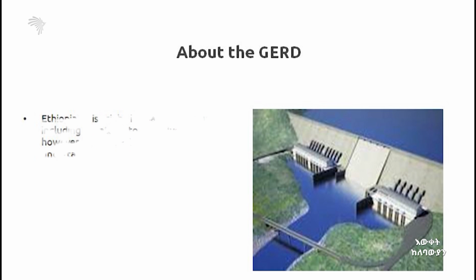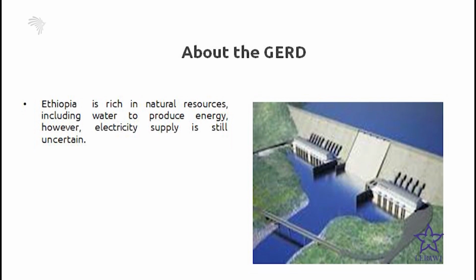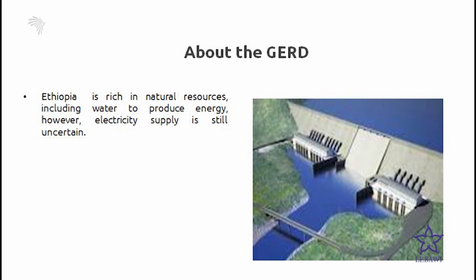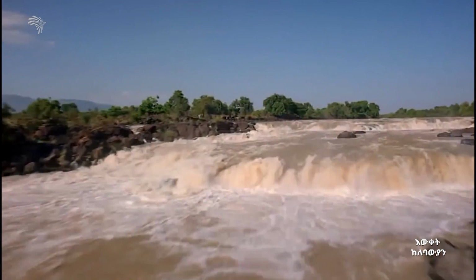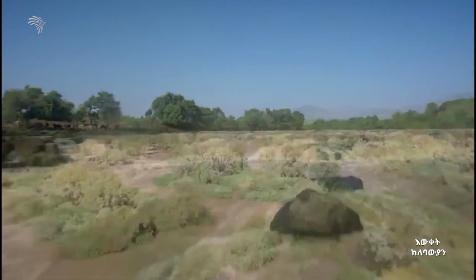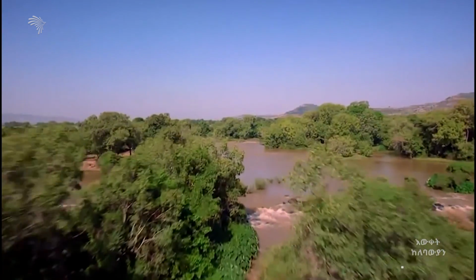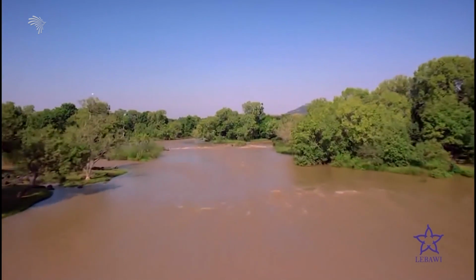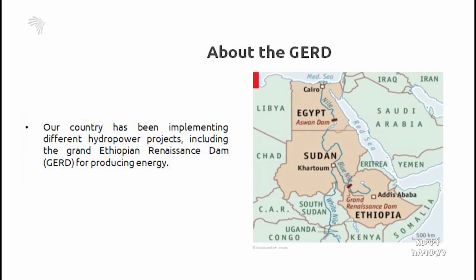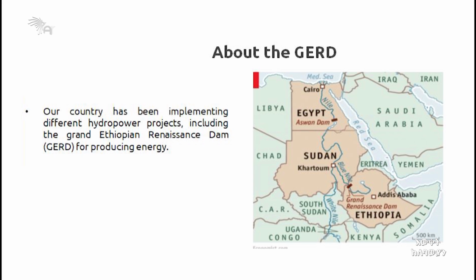Ethiopia is rich in natural resources, including water, to produce energy. However, electricity supply is still uncertain. Research shows that the country has the potential to produce about 50,000 megawatts of energy from water resources. Yet it exploited 3,822 megawatts in 2018, and this is approximately 7.6% of its potential.